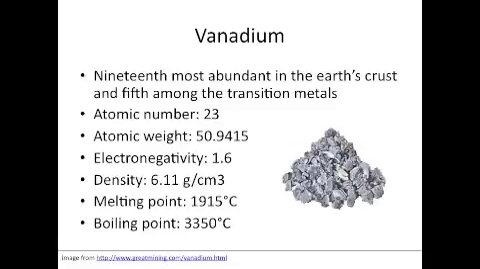Vanadium has an atomic number of 23, atomic weight of 50.9415, electronegativity of 1.6, density of 6.11 grams per cubic centimeter, a melting point of 1915 degrees Celsius, and a boiling point of 3,350 degrees Celsius. Vanadium has a high melting point because the d electrons are not inert. Vanadium has 2 naturally occurring isotopes, but one is low in abundance.